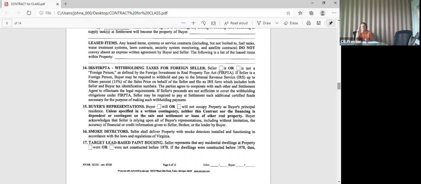If seller proceeds are not sufficient to cover the withholding obligation under FIRPTA, seller may be required to pay at settlement such additional certified funds. Now, I'm not sure where you would get that information. I would think the title company would know about how that all works.